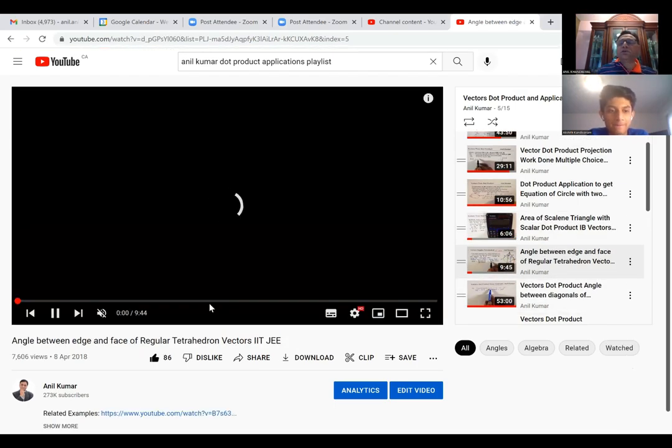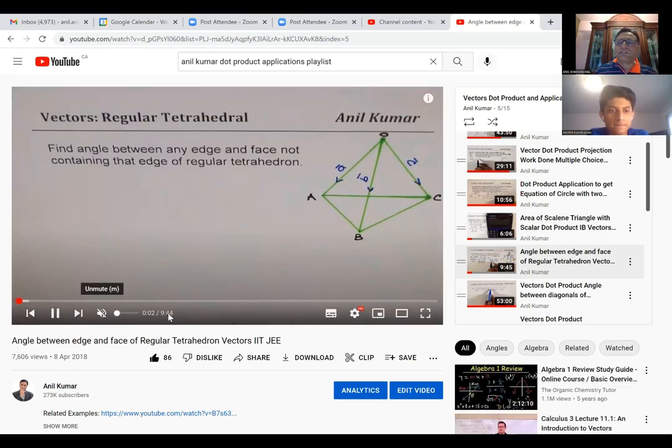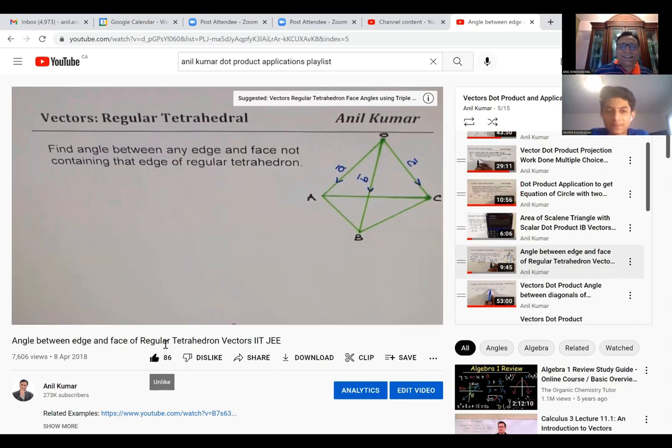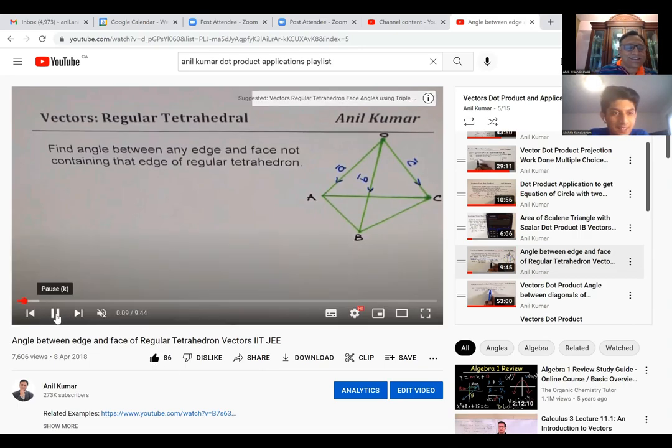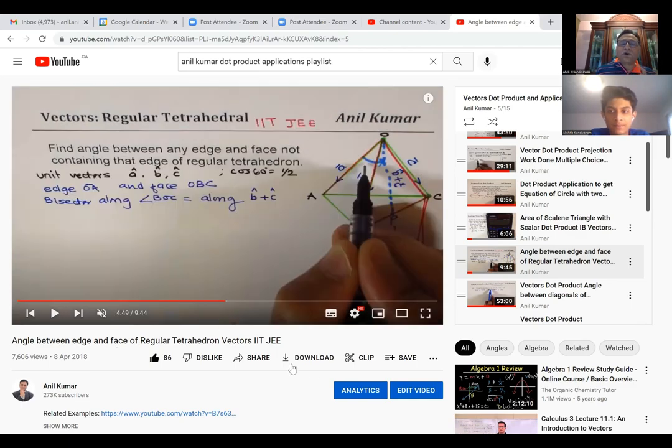This is an extremely complicated, high-level question, which is asked in very high-grade university examinations. Okay, so can you read this question? Yes, sir. Vectors, regular tetrahedron. Find the angle between any edge and the face not containing that edge of a regular tetrahedron. The tetrahedron is a very important shape. Like a water structure, it is tetrahedron in nature, right? So it finds a lot of applications in chemistry and physics and real life situations. And this, again, is a question which will be solved using dot product.